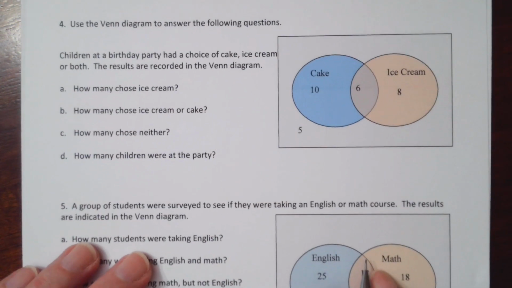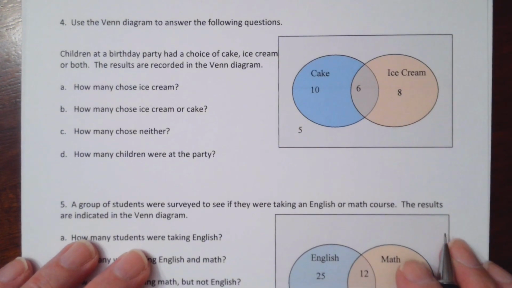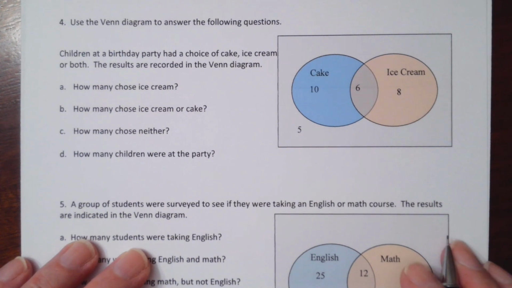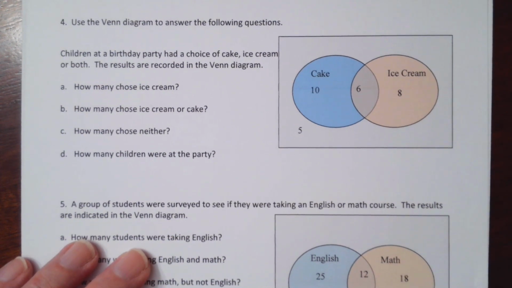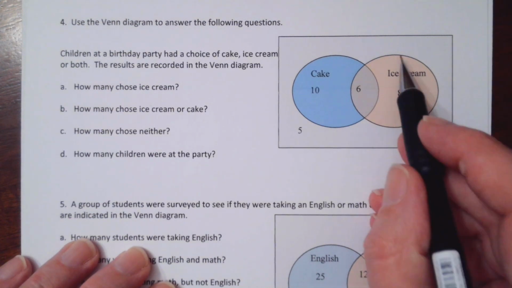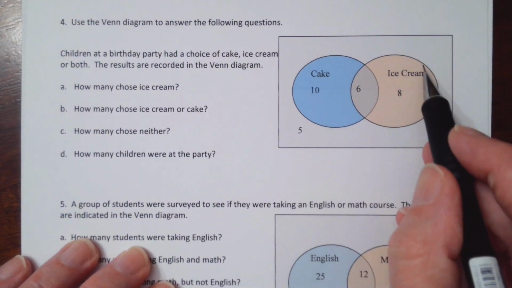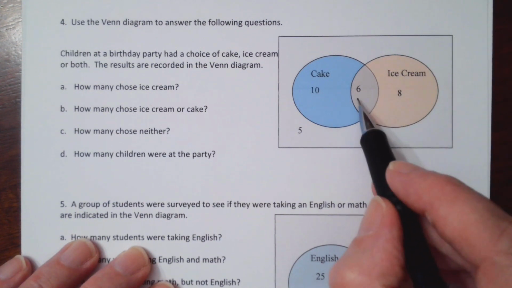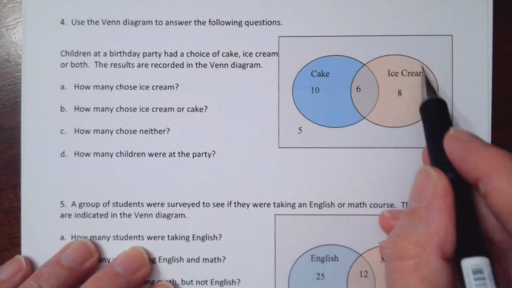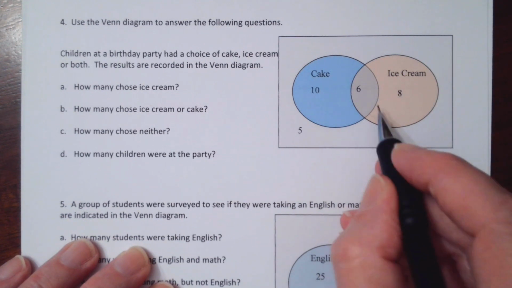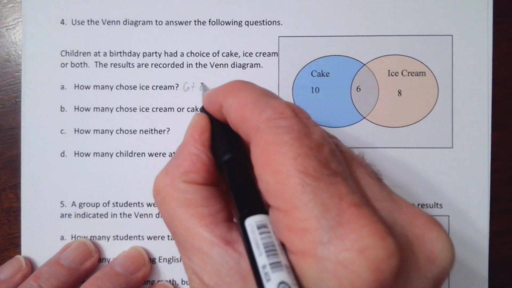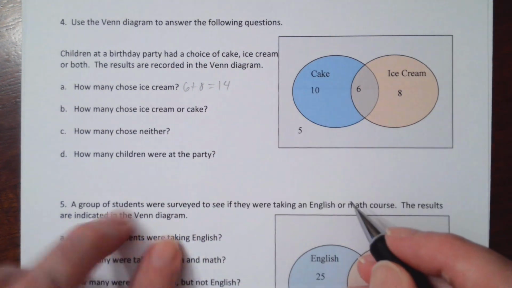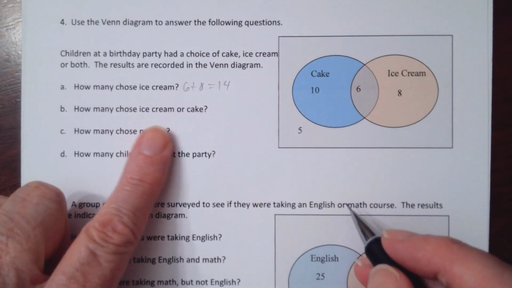Okay, so on number 4 it says children at a birthday party had a choice of cake, ice cream, or both. The results are recorded in the Venn diagram. How many chose ice cream? Well, you've got to be careful here because anybody in this circle chose ice cream. We don't really care whether or not they chose cake. We just want to know how many chose ice cream. That would be 6 plus 8, or 14. How many chose ice cream or cake?